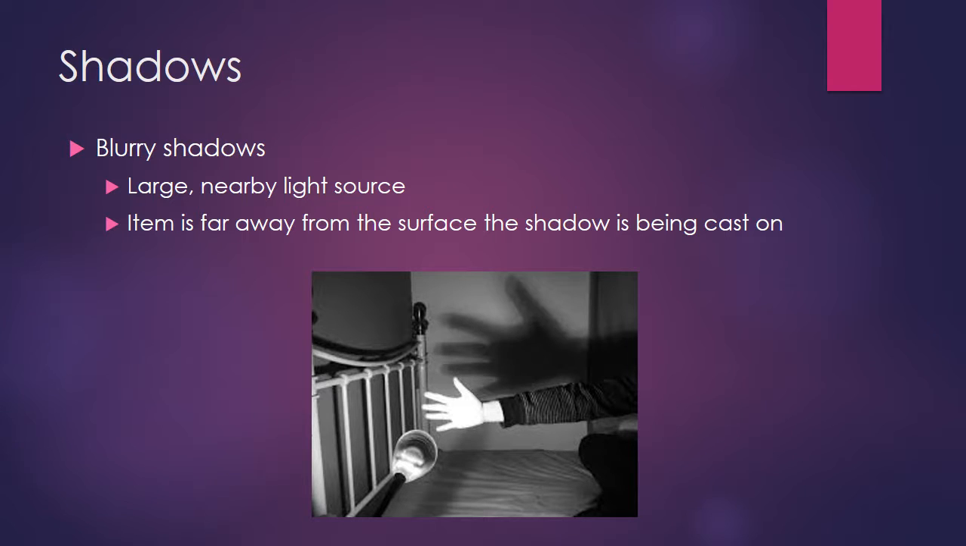So here would be an example of a hand, and this is a small nearby light source, which you would normally think is going to give you a sharp shadow, but because they are so far away from the wall that they're creating the shadow on, it's a very large shadow and it's very blurry.